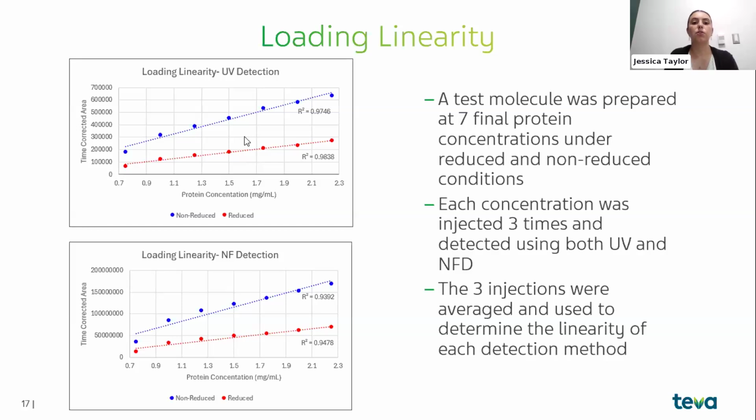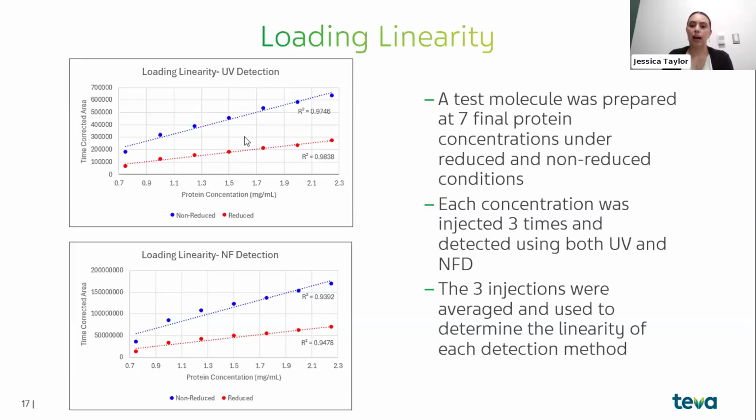The top graph shows the results for the UV detector, and the bottom graph shows the results for the native fluorescence detector. In both graphs, the blue line represents the non-reduced assay, while the red line represents the reduced assay. So looking at the UV data first, you can see that we had good linearity for both the non-reduced and reduced assays with R-squared values of about 0.98 for both of them. Now looking at the same data for the native fluorescence detector, you can see that we had slightly lower linearity with R-squared values of about 0.94 for each.